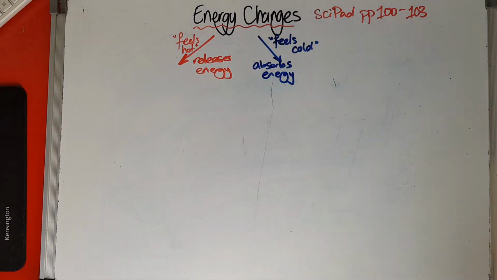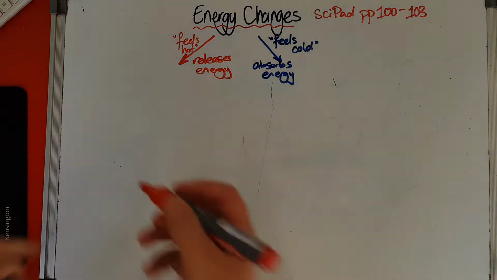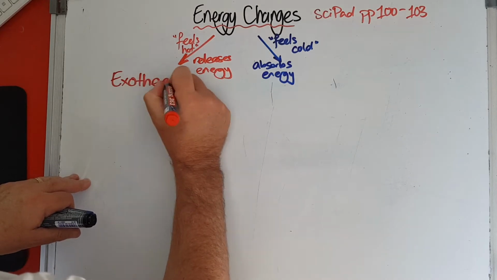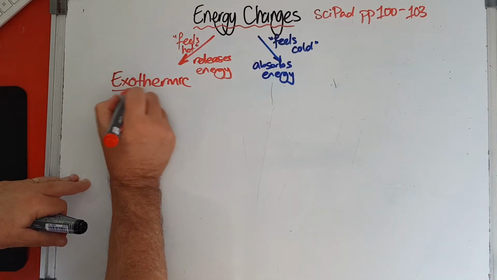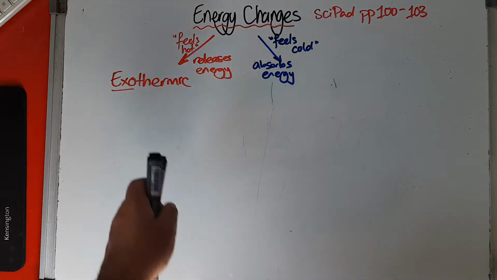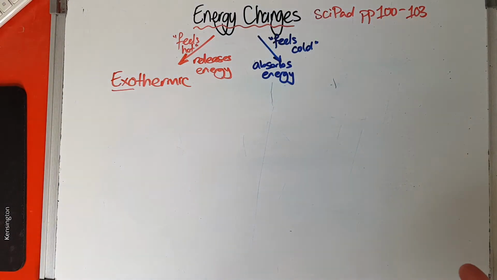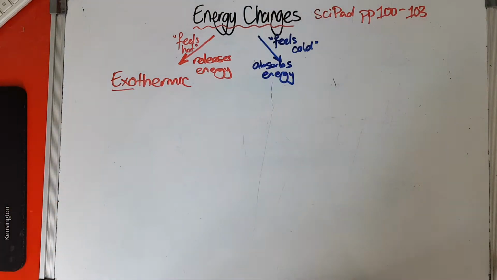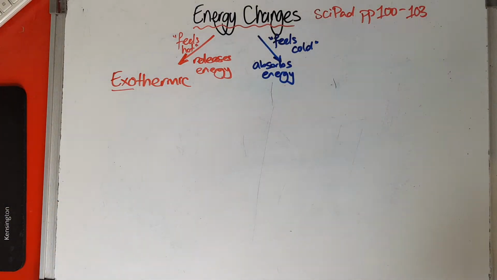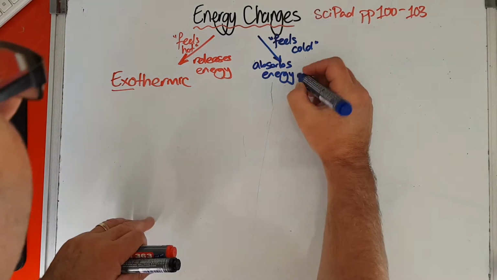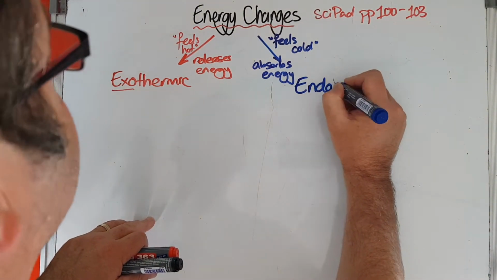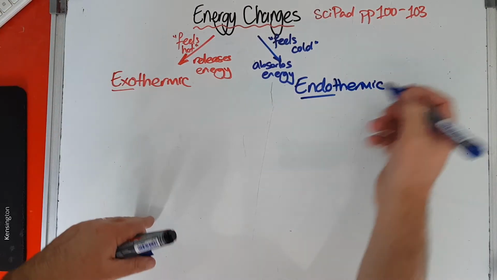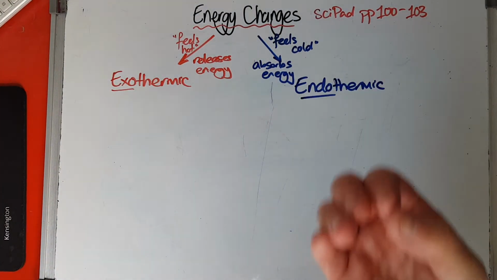The ones that feel hot and give off energy are called exothermic. Exo, as a prefix, means outside, and thermic, as a word, means to do with heat. So, this pushes energy or heat outside the reaction, so it will feel hot. The opposite to that is endothermic. Endo, as a prefix in science, means inside. So, they take heat energy and pull them into the chemical reaction.